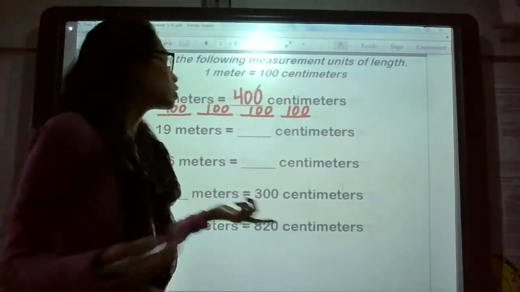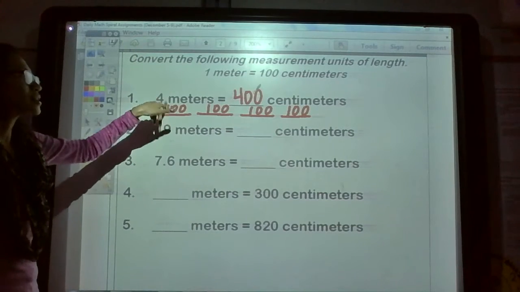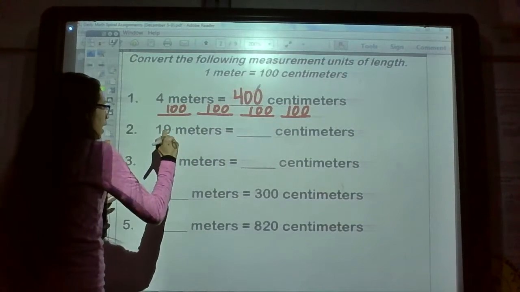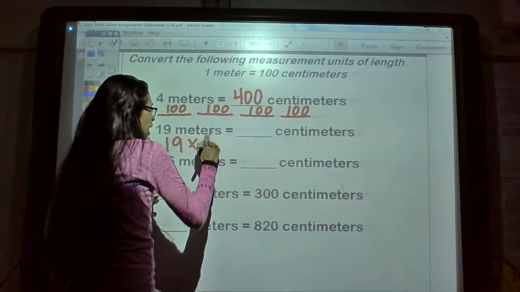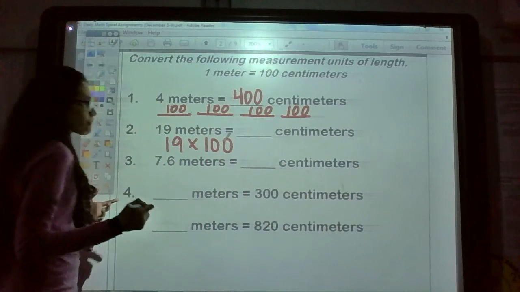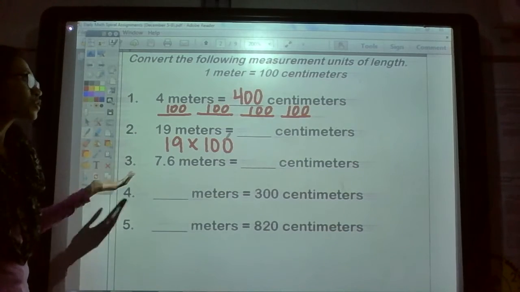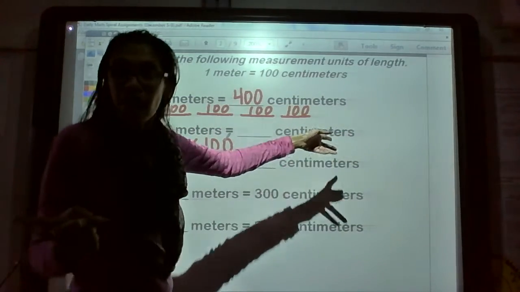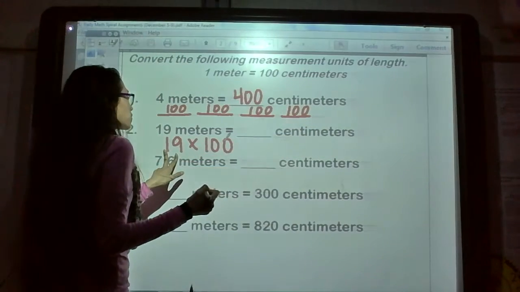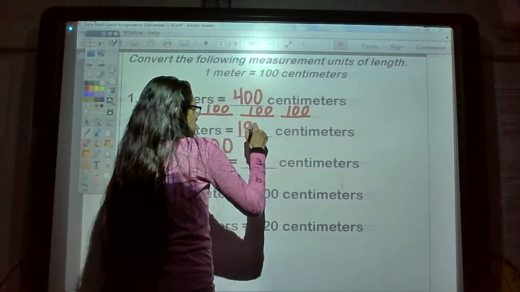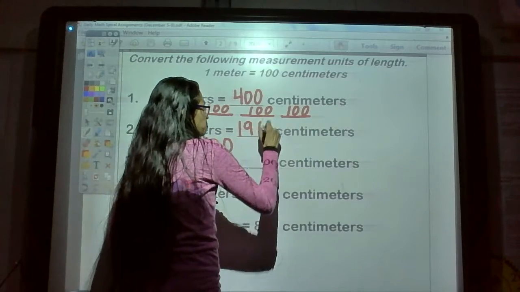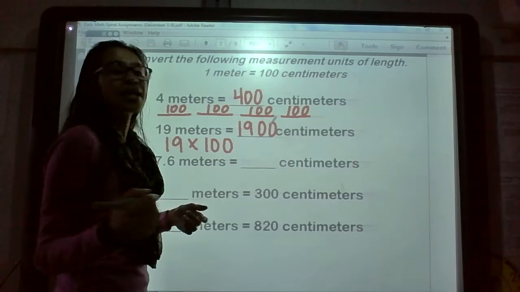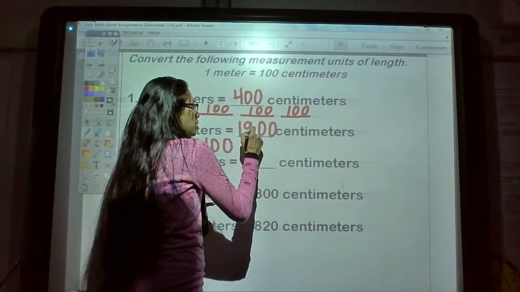You multiply. Look right here. We multiplied 4 times 100, which gave me 400. So I can multiply 19 times 100. Now, you could work out the standard algorithm and work it out that way, but you know what? I know you know of an easier way. We can write that 19 and then add those 2 zeros. And look, I said 1900. And what is that number? 1, 2, 3, 4, a comma?